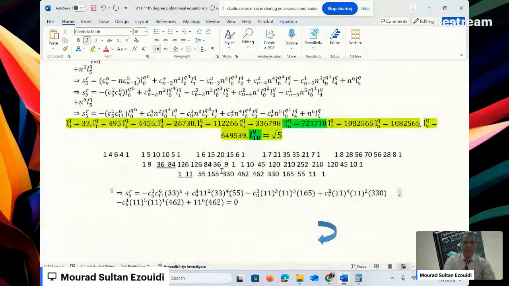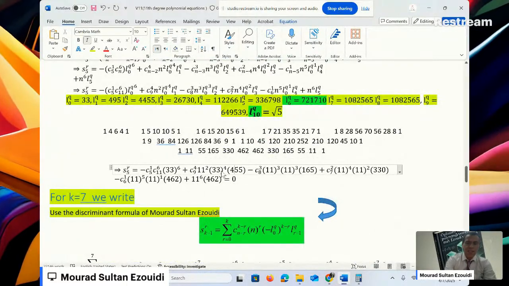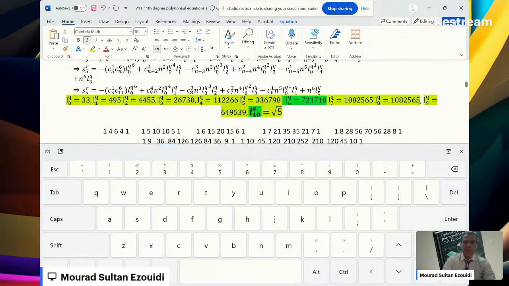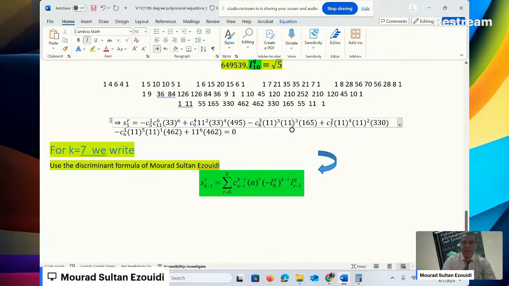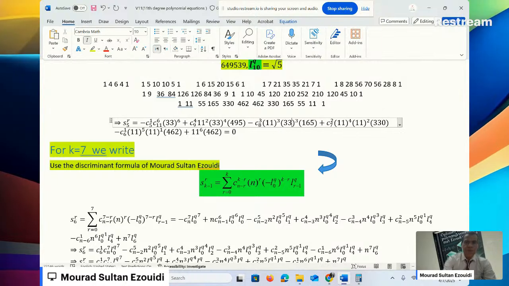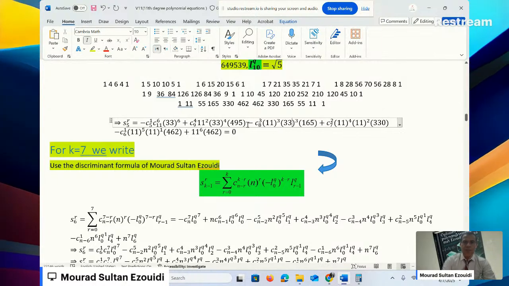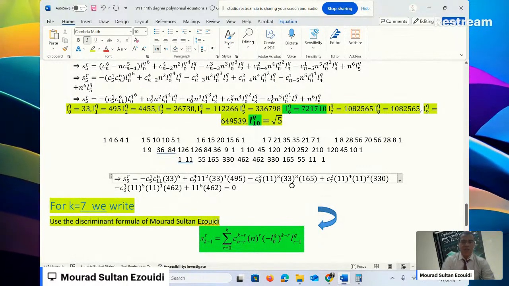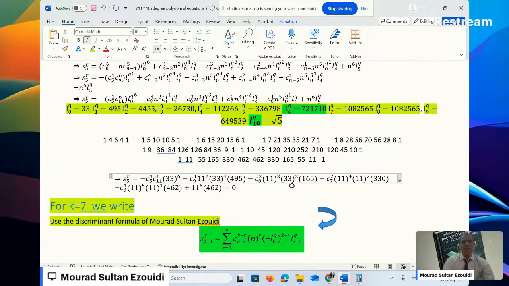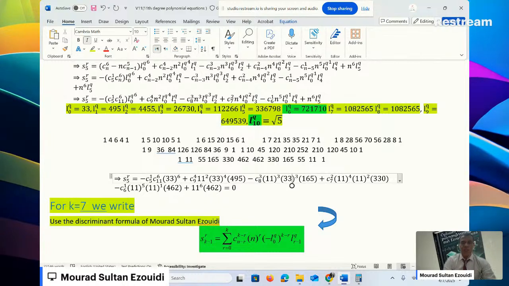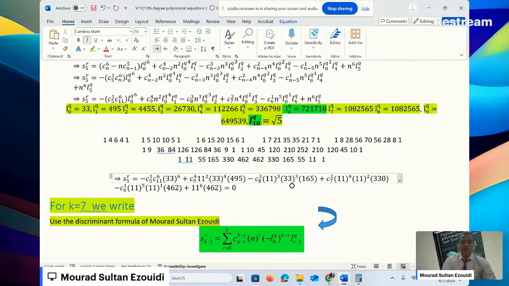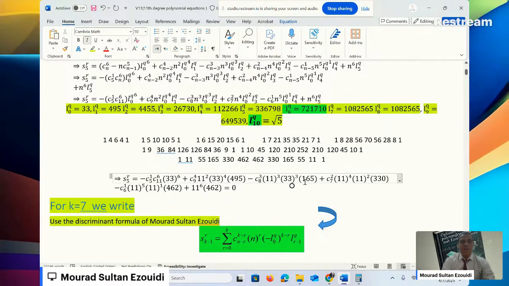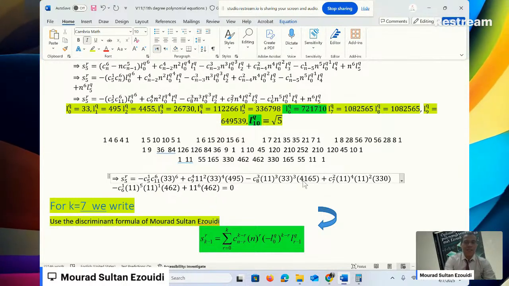This is my next term, times 495, minus this one. I change only 11 by 33, and this one comes here, Mr. Mourad, so that your professors, colleagues, students and learners, and your kids watch and see how wonderful it is to use the equation easily. So this is 495, so the next can be written as 4,455.